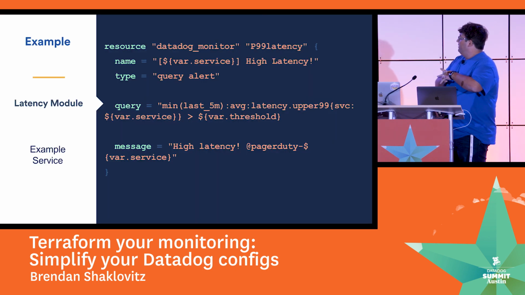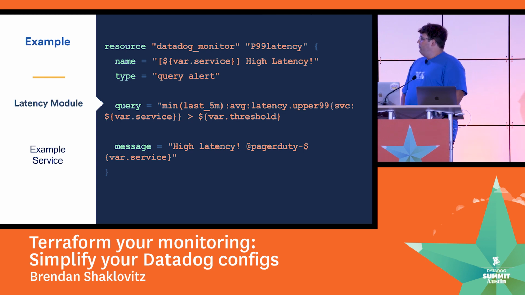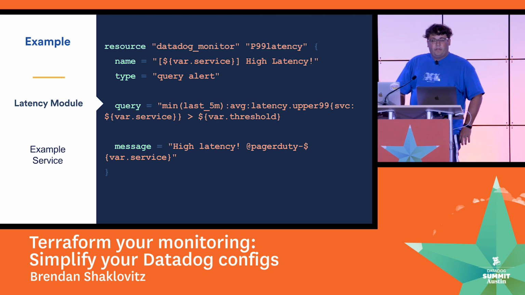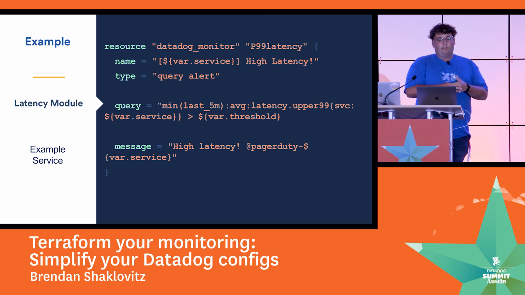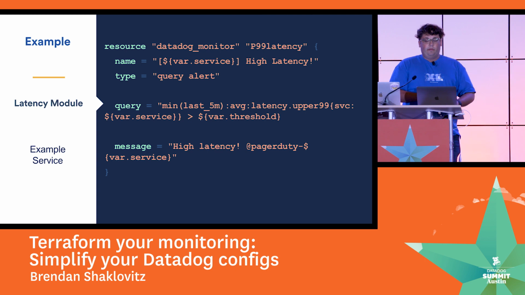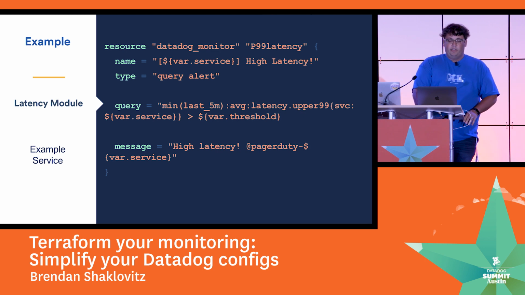So real quick, this is what a very simple Terraform monitor template may look like. I've removed a lot of the complex bits that we would normally have here. This is a template showing that I could pass in a variable saying this is my service name, and this is the threshold for this specific service. And the PagerDuty roster is going to be based off of that service. As an example, it could be a different variable for team or something like that.